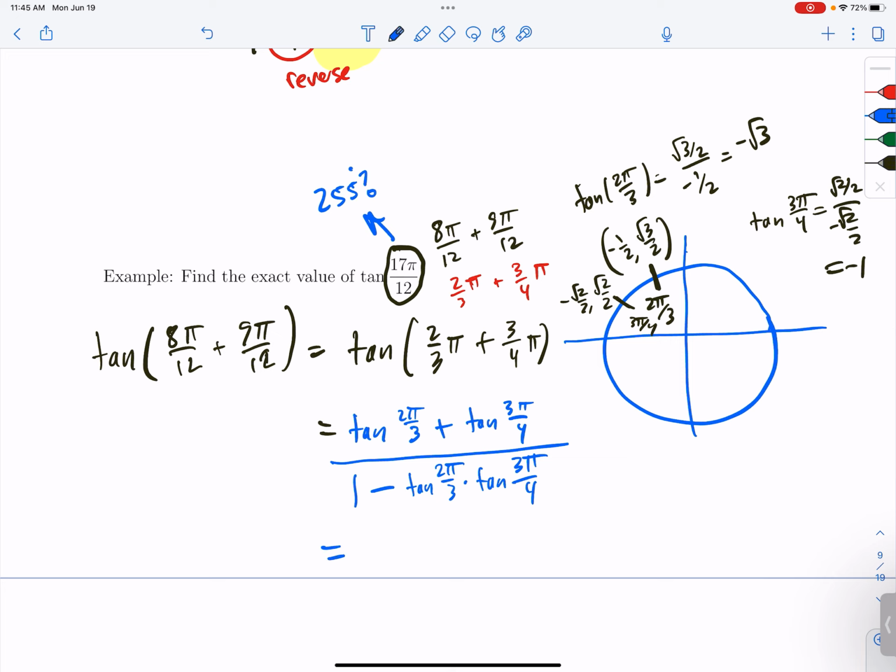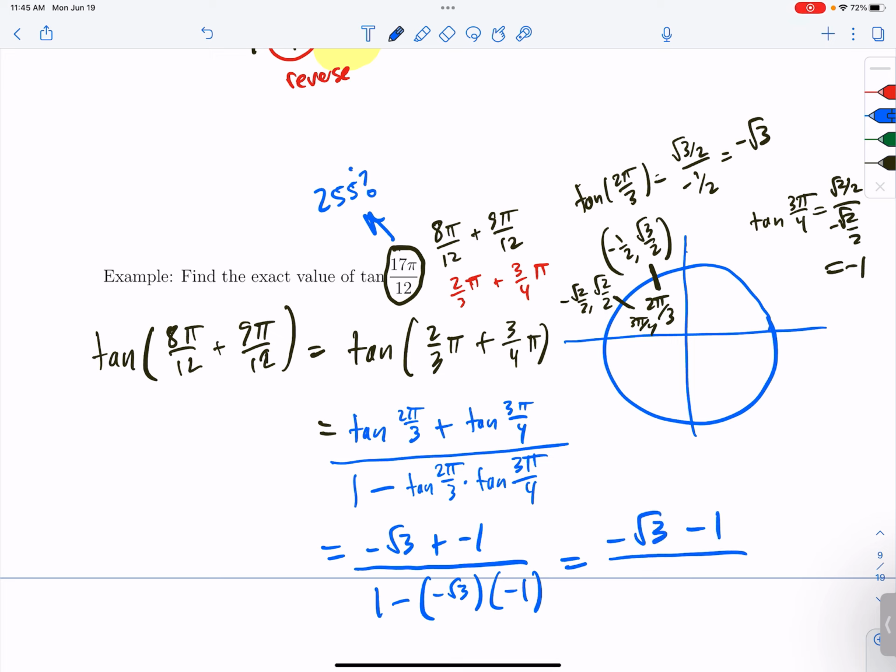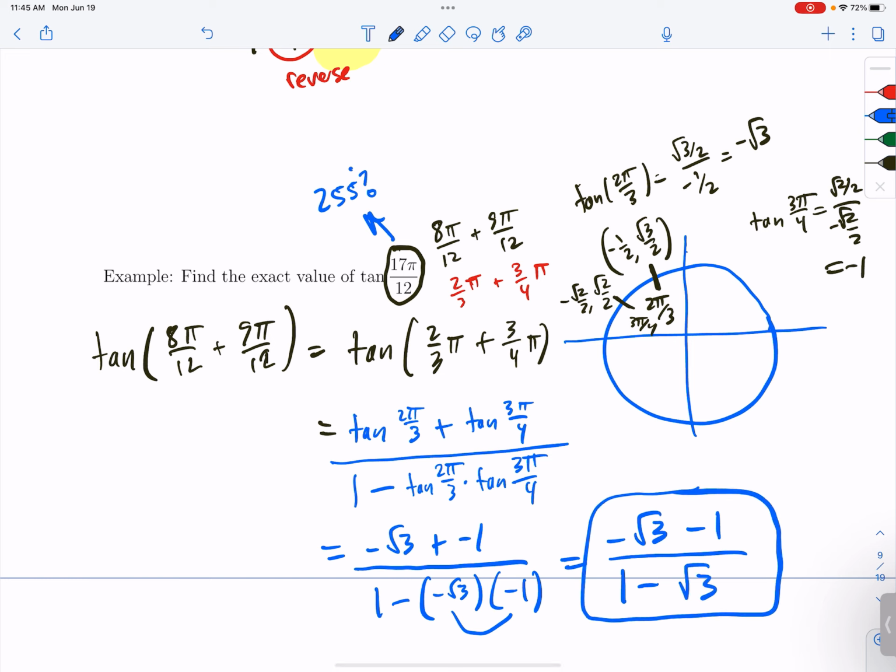So tangent of 2 pi over 3 is -√3. Tangent of 3 pi over 4 is -1, divided by 1 minus tangent of 2 pi over 3, -√3, times tangent of 3 pi over 4, -1. Simplifying this, I get -√3 minus 1 in the numerator. In the denominator, I'm going to have 1 minus, and then these are both negatives, so that becomes a positive. So 1 minus a positive root 3. And we can leave our answer like that. We can do some other fancy things to get rid of the radical in the denominator, but that is an okay answer for our purposes.